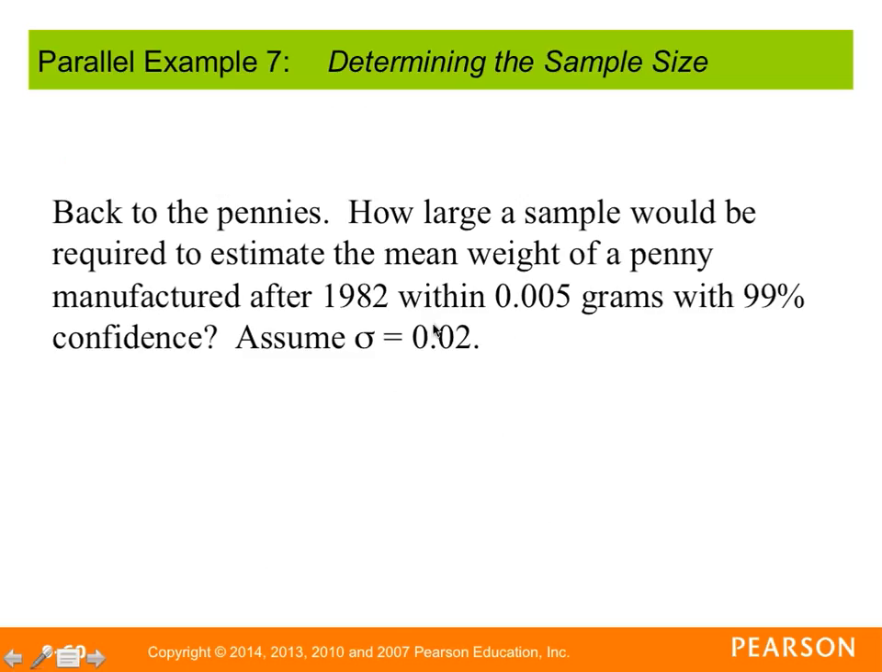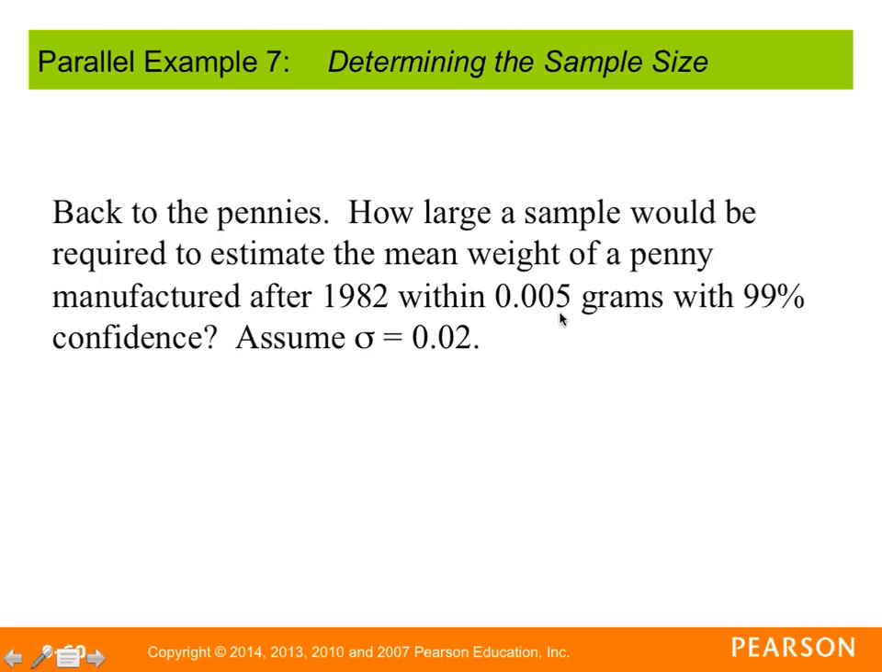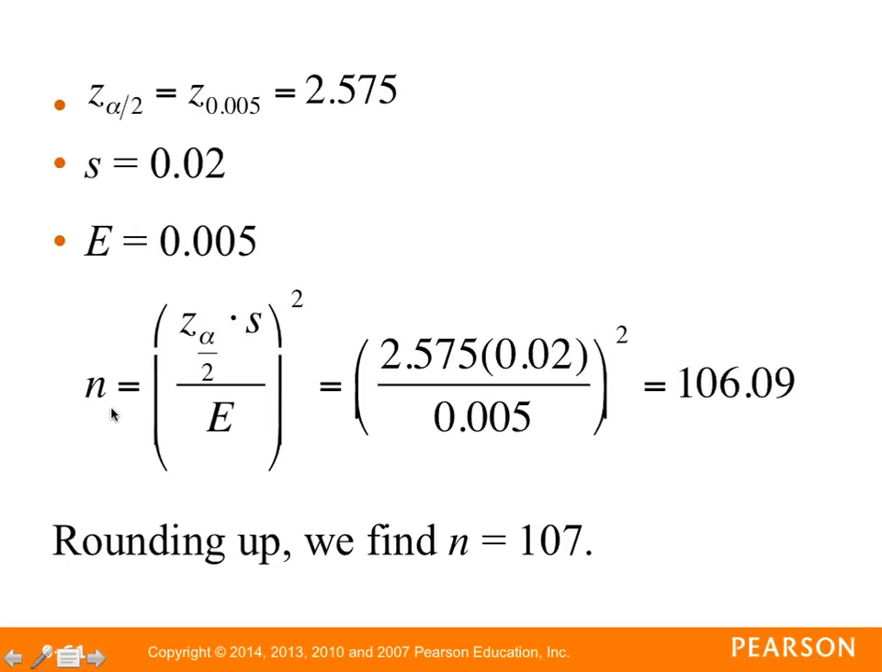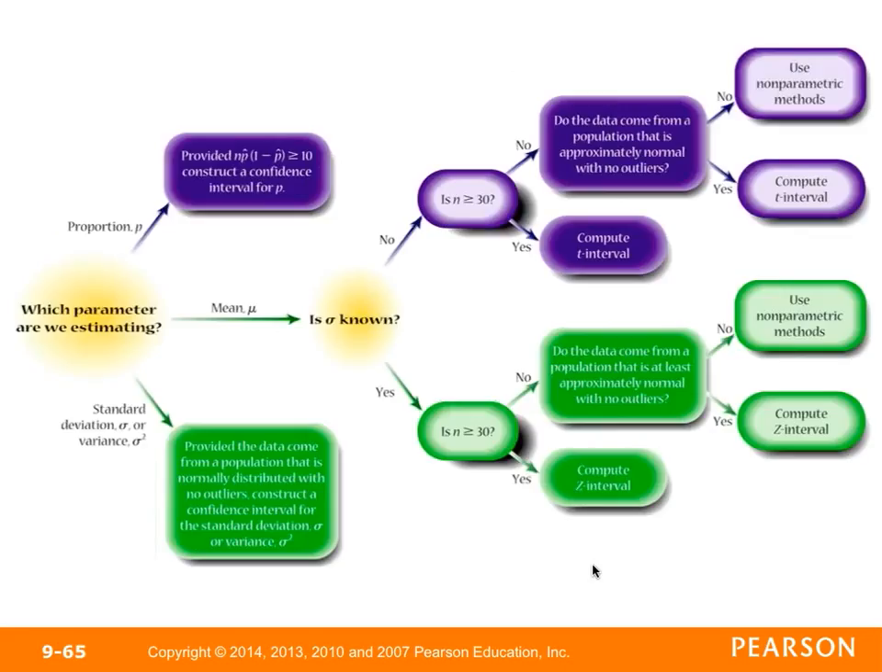S is going to be, I don't know why this said sigma, this should be S, which is 0.02. Your margin of error should be 0.005 because we want it to be within 0.005 grams. So in order to get our sample size calculation, we take our critical z value, which was 2.575, we multiply it by our sample standard deviation of 0.02, divide by the margin of error, which is 0.005, and then we square that. And you should get 106.09. Again, we have to round up for the same reasons as last time. We should get 107.